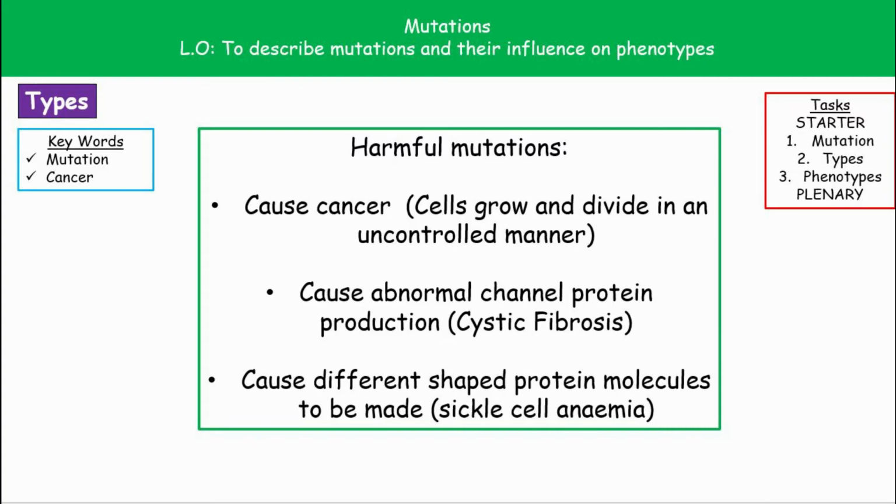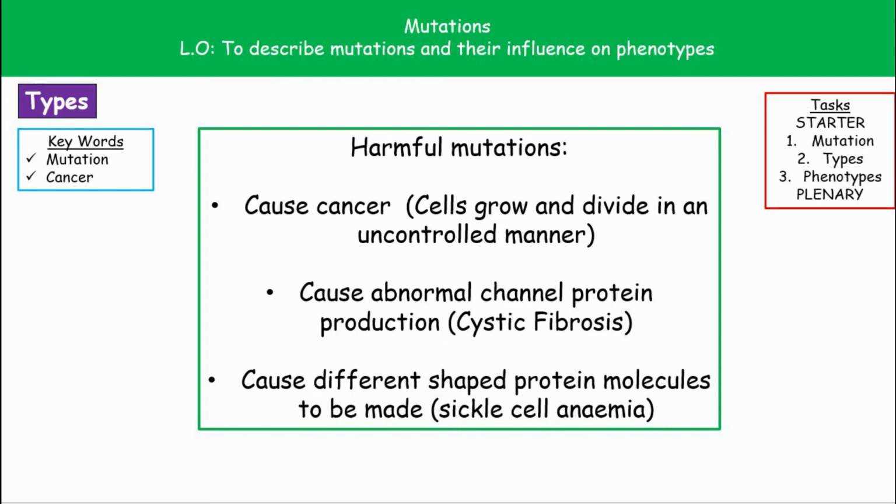Second harmful mutation are the ones that cause abnormal channel protein formation. Now, channel proteins, if we think back to our earlier biology work, are these kind of little channels that go through the cell membrane. So they're a specific shape to allow certain molecules to cross from one side to the other. And if that channel protein isn't produced normally, so we make a different shape or we don't make enough of them, for example, then we get problems in that process. And a good example of a condition that is caused by this abnormal channel protein production is cystic fibrosis.